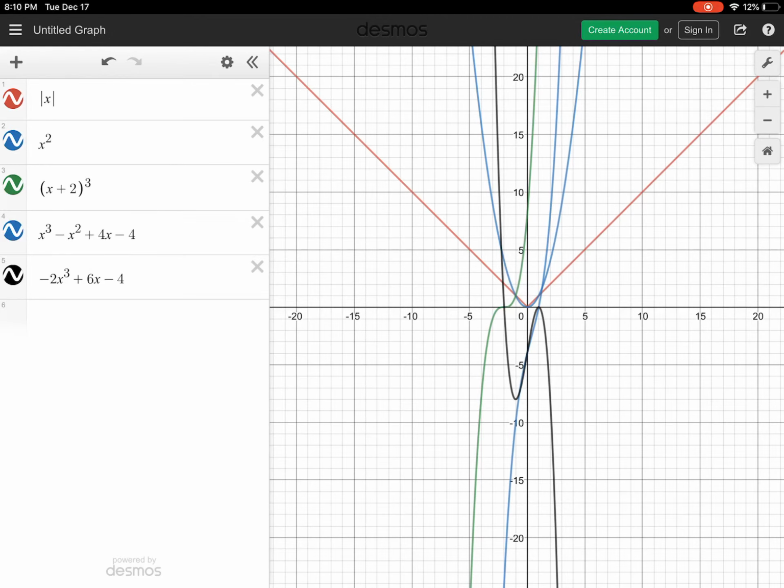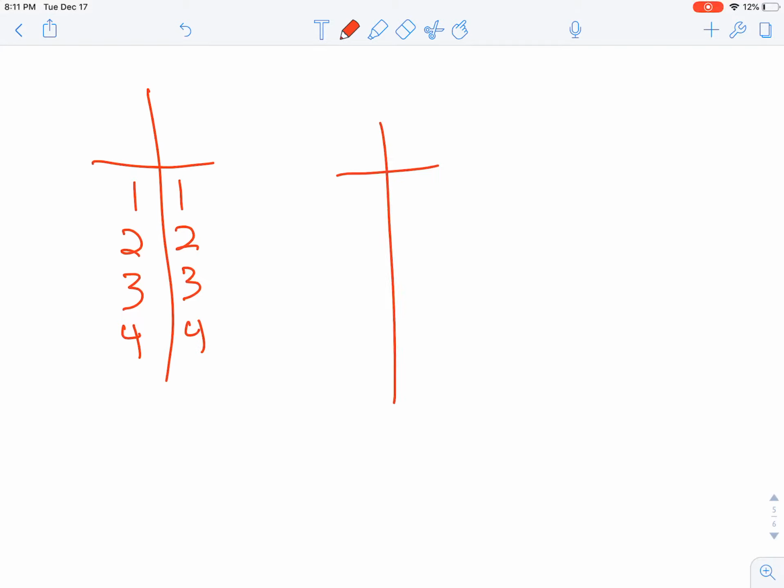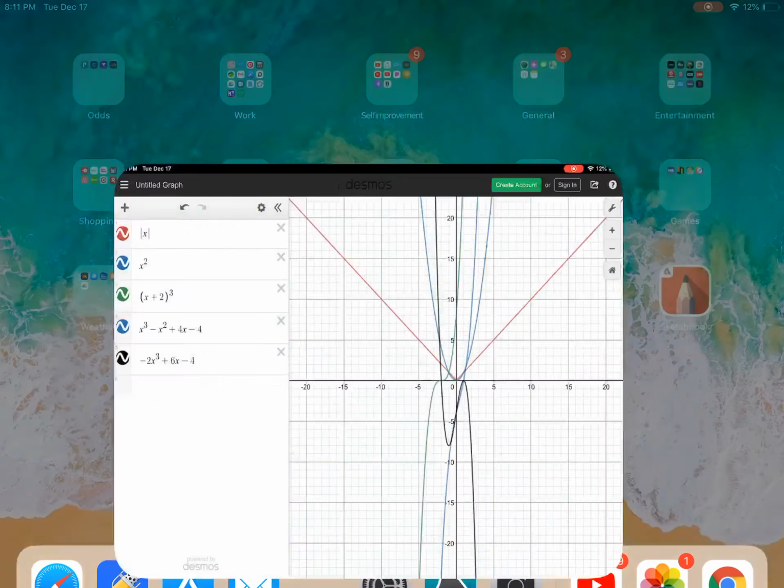And the tables for even functions are if I have 1, 2, 3, 4, and so to spot it from a table, if it's even, it looks like that, okay? I get the same thing for y on both of them, even when I do -1, -2, -3, -4. So if I do like 60, whatever, -60, whatever it's going to be, these two are going to be the same value. And that is even, and it's symmetrical on the y-axis.